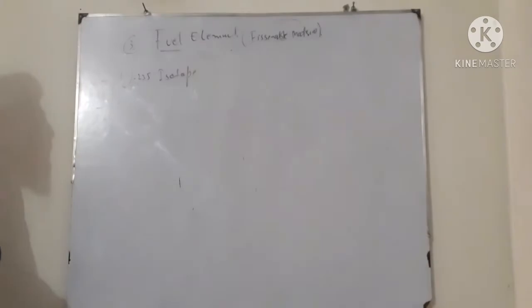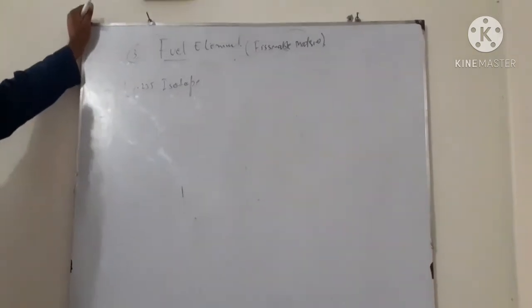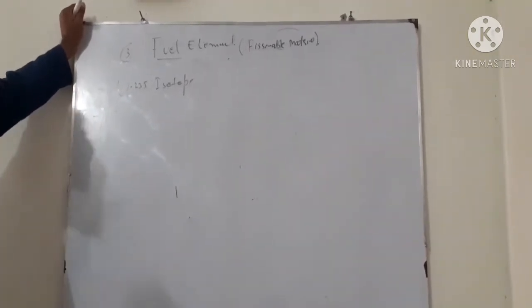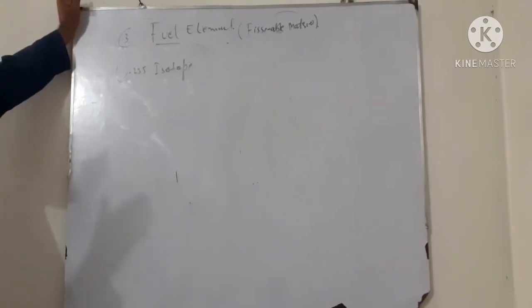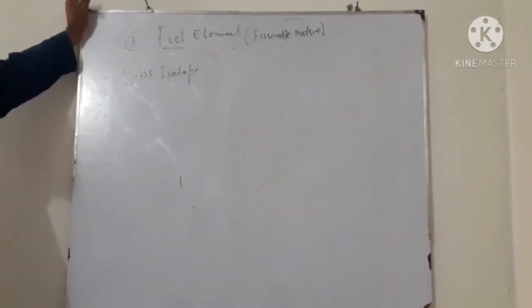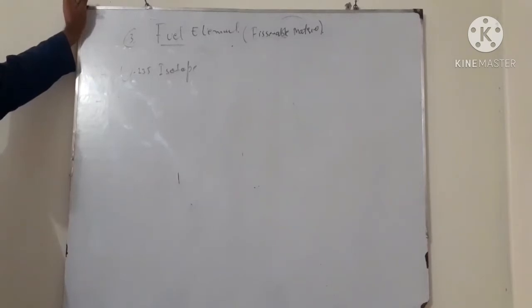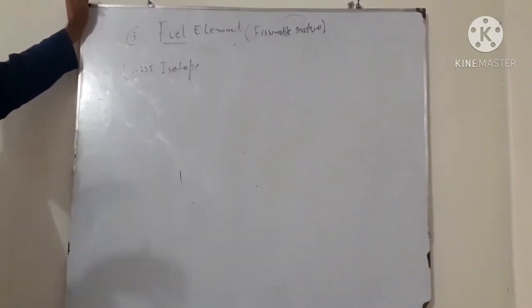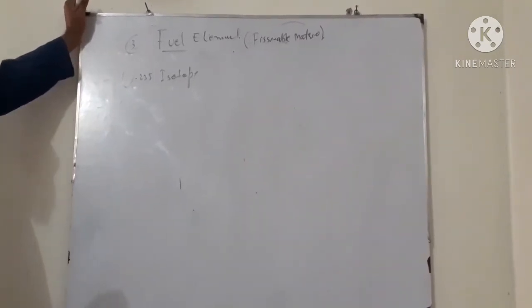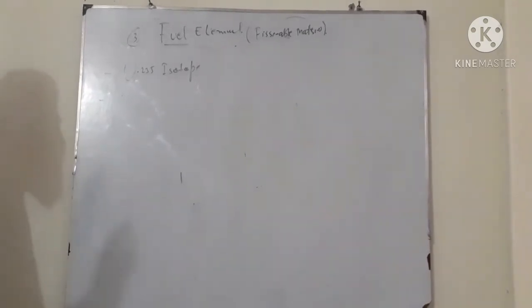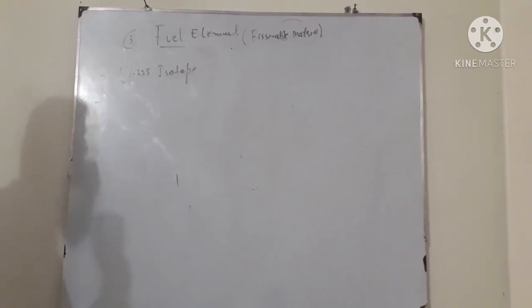The next part of the nuclear reactor is the main part, which gives us energy, isotopes, and different projectiles: the fuel element. The fuel element is in the form of rods or plates. What are the different types of fuel used in the nuclear reactor? You may use the uranium-235 isotope, you may also use uranium-238, and you may also use plutonium and some other materials. Natural uranium consists of uranium-235 and uranium-238, with a very small percentage of uranium-235.